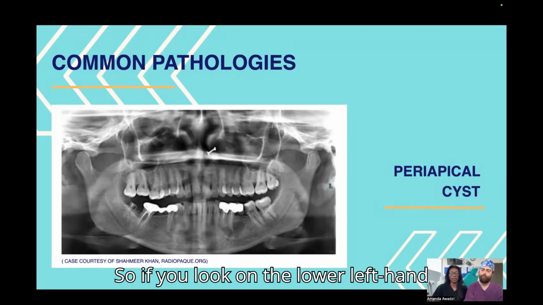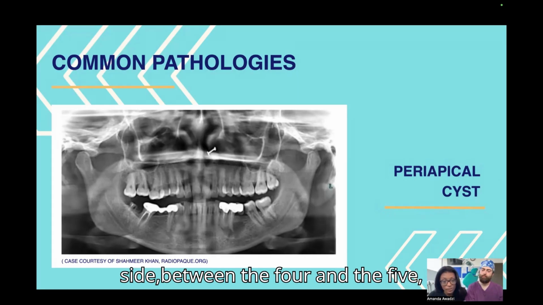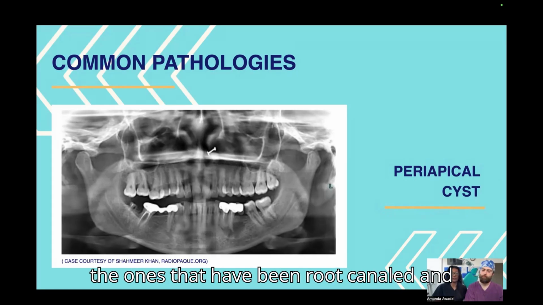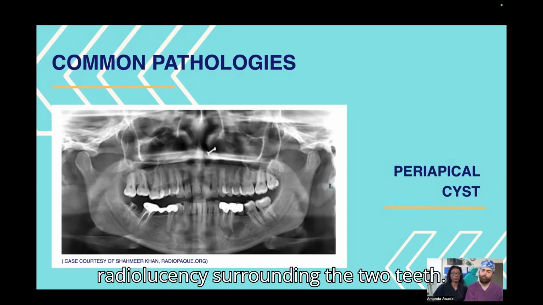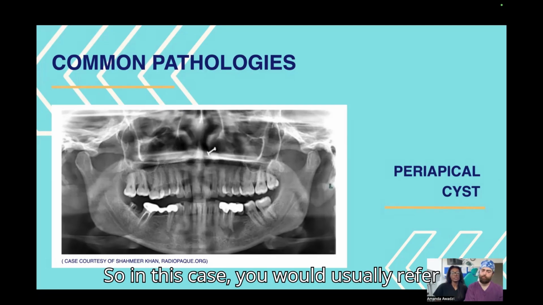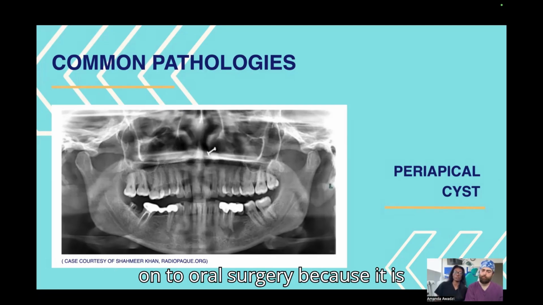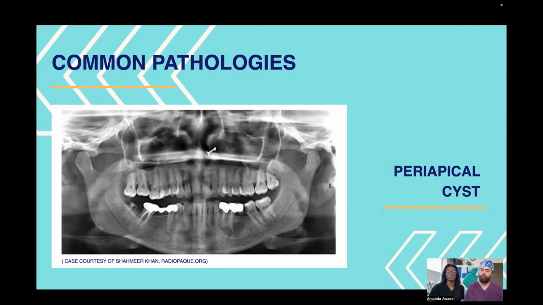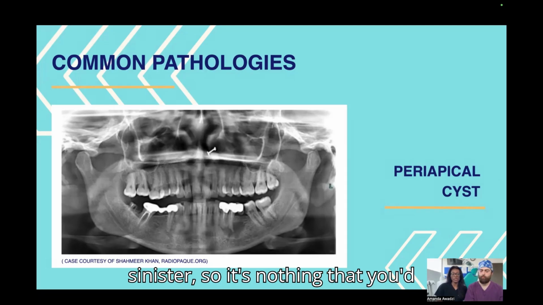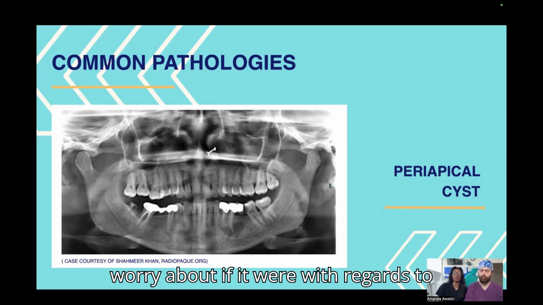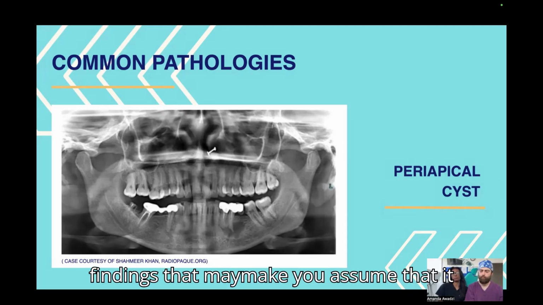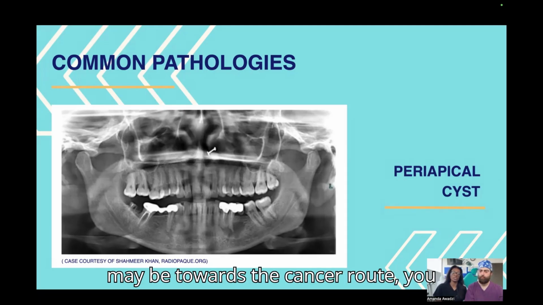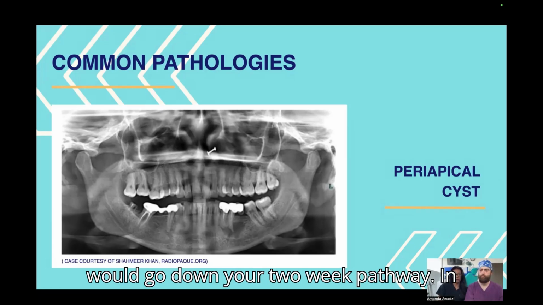And then here we have a periapical cyst. So if you look on the lower left-hand side, between the 4 and the 5, the ones that have been root canaled and crowned, you'll see a unilocular radiolucency surrounding the two teeth. So in this case, you would usually refer on to oral surgery because it is due to the dentition. Most of the time it's not sinister, so it's nothing that you'd worry about with regards to cancer. Either way, if you have any findings that may make you assume that it may be towards the cancer route, you would go down your 2-week pathway.